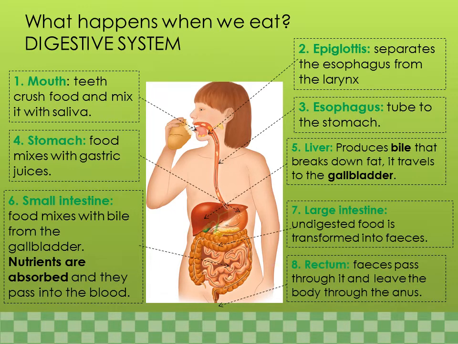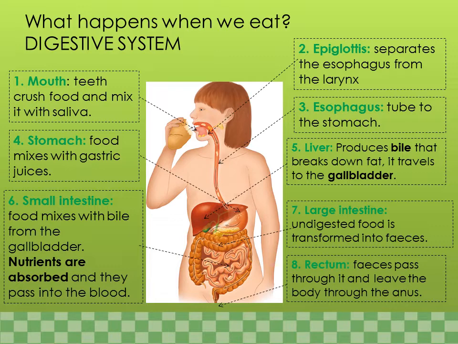Okay, let's begin with the digestive system. Let's review the parts of the system, the different organs that intervene. First, we have the mouth with the teeth, where teeth crush the food and mix it with the saliva. In the next slide, we will see a table that summarizes what happens in each place. Okay, so we mix the food with the saliva and we swallow with our tongue.